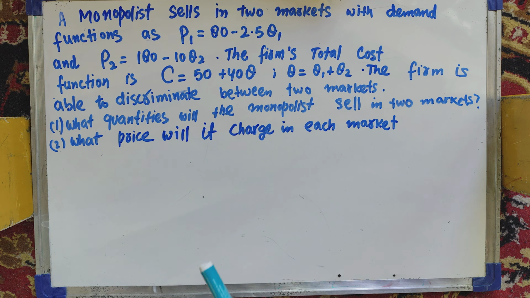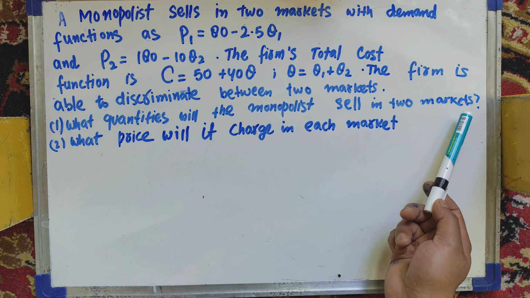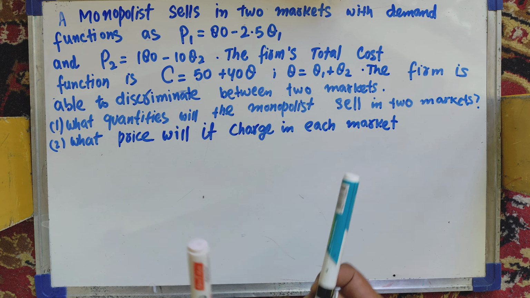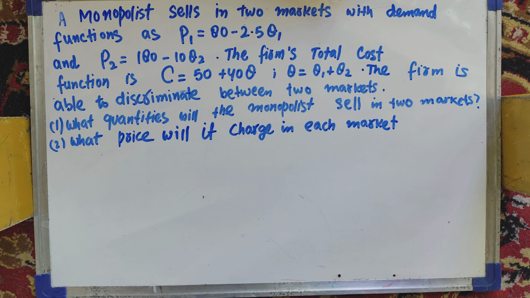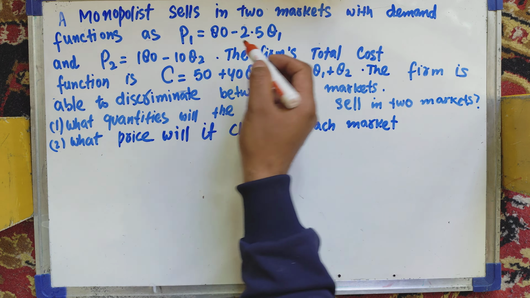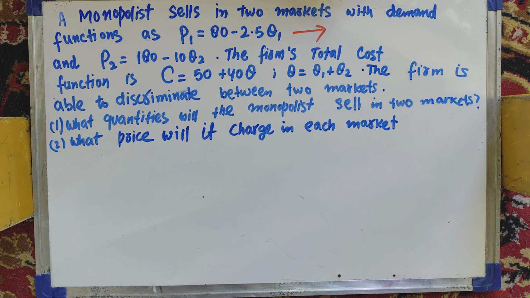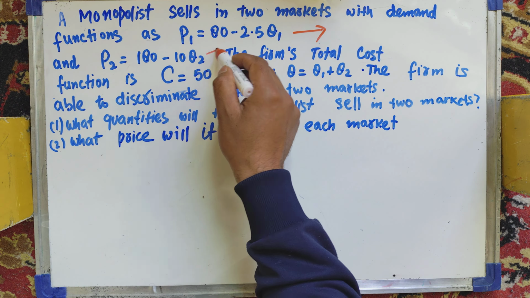We have to find the quantities that the monopolist will sell in the two markets and the price it will charge in each market. What we are given is the inverse demand function in market 1, the inverse demand function in market 2, and the total cost function. So what will the monopolist do? The monopolist's total profit will be equal to the total revenue from market 1 plus total revenue from market 2, minus the total cost that he will incur. That will give him the profit.